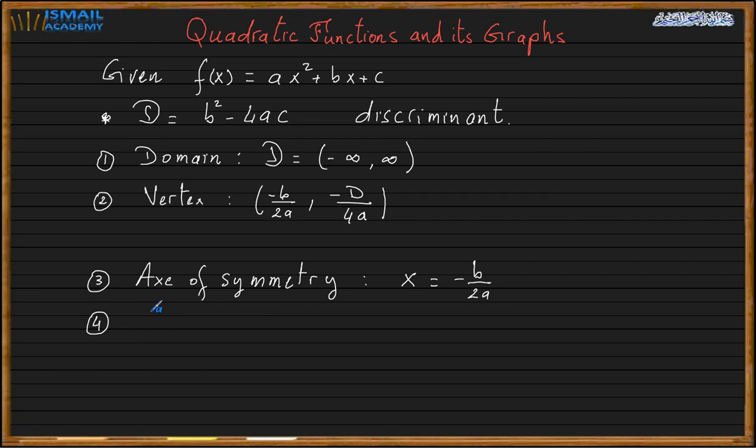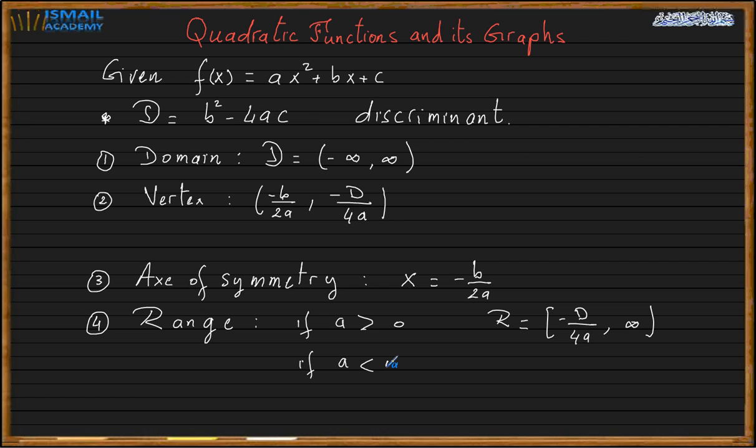The fourth step is to define the range, and the range, like I said last time, depends on a, whether a is positive or negative. If a is positive, the range will be from minus d over 4a, which is the y coordinate of the vertex, to infinity. And if a is negative, the range will be from minus infinity to the y coordinate of the vertex.